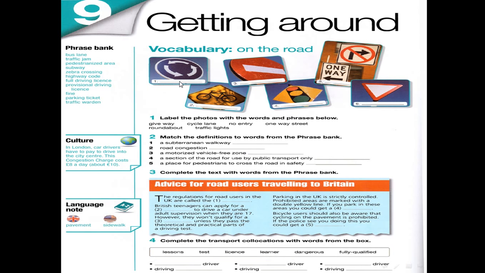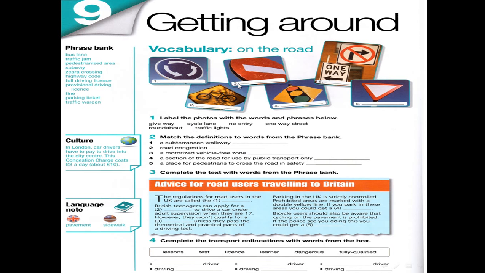Now, photo number 1. Here we write roundabout. This sign means roundabout. As we say in Arabic, هنا جزيرة الدوران. 2. Here we say cycle lane. Cycle lane, a path or a place for bicycles only.